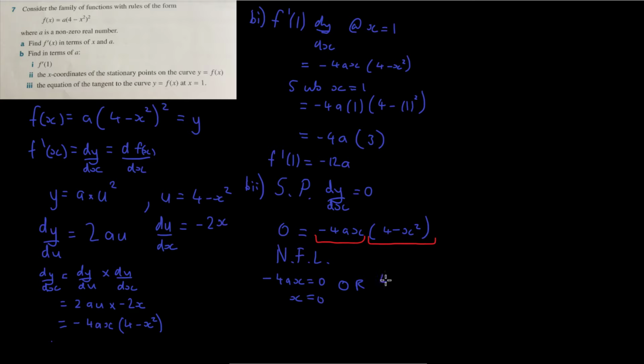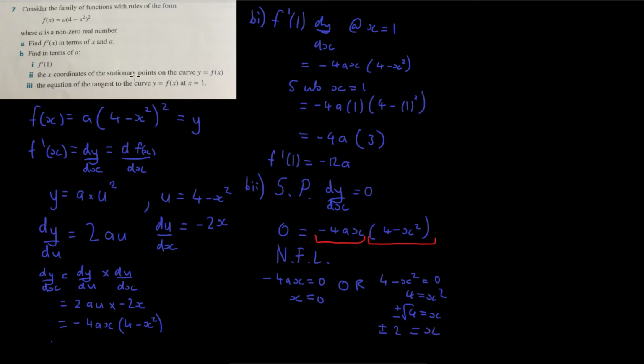Or we've got 4 minus x squared equals 0, which means 4 equals x squared. And that would mean that the square root of 4 is equal to x. But be careful. When you introduce a square root, there are always two possible answers, the positive and negative. So that means we've got positive and negative 2 equals x.